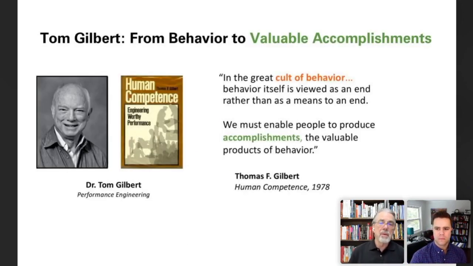So as I mentioned, Tom Gilbert, he was a mentor to me, and he was a major pioneer really in the field of human performance improvement, human performance technology. And he made a radical statement back in the 70s and in his famous book, Human Competence. He said, in the great cult of behavior, and he wasn't talking about behaviorists, he was talking about leaders, managers, trainers, all of us that look at behavior, behavior itself is viewed as an end rather than as a means to an end. But we must enable people to produce accomplishments, the valuable products of behavior.